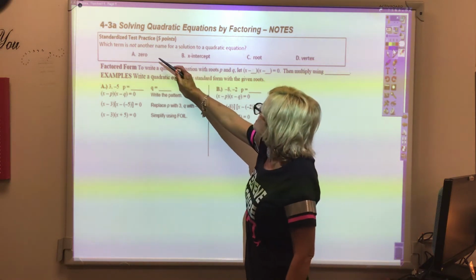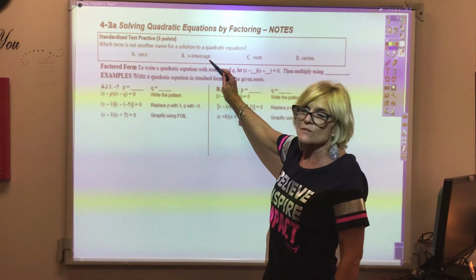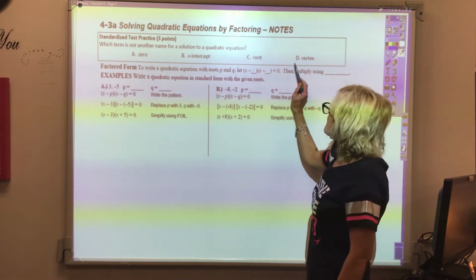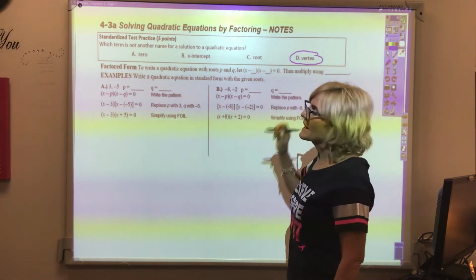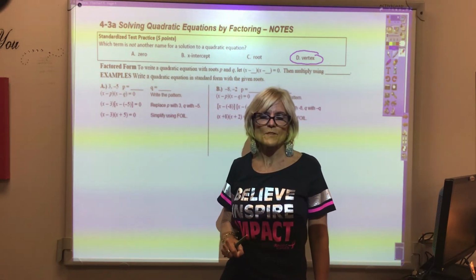A zero is the name of a solution. An x-intercept is the name of a solution. A root is the name of a solution. The vertex is not a name for a solution because it's the highest or lowest point on the parabola, on the quadratic function.